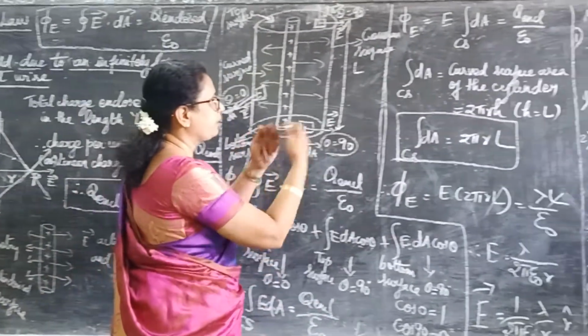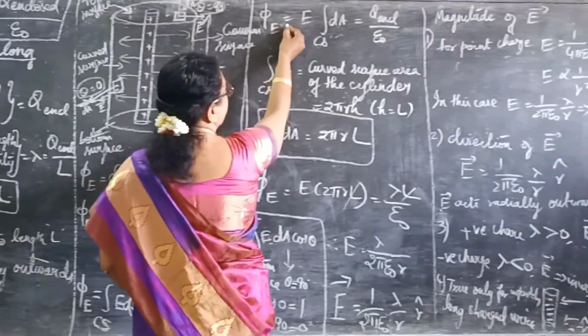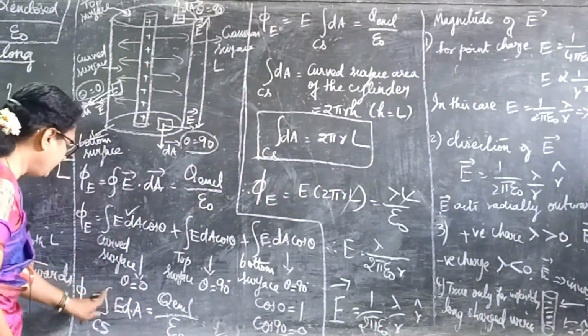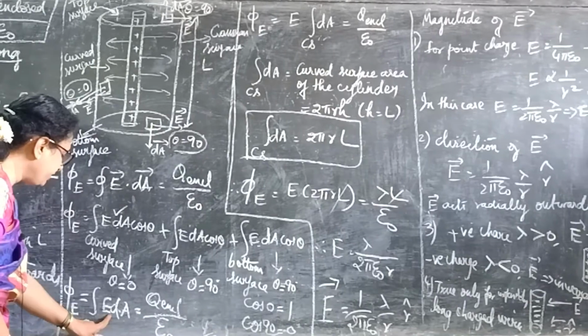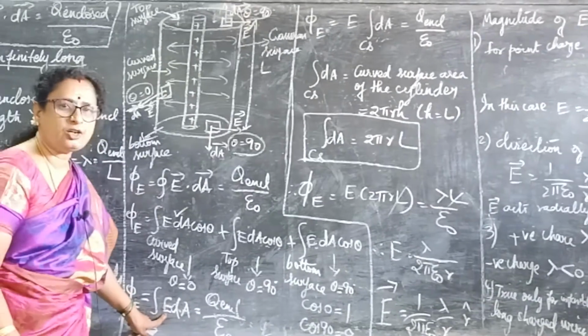Now, how to do the calculation? Phi E is equal to E times integral over the curved surface dA. We know E is a constant.